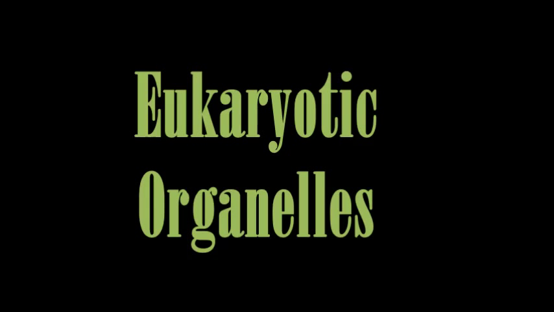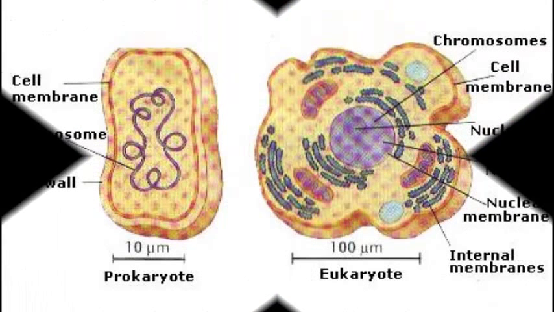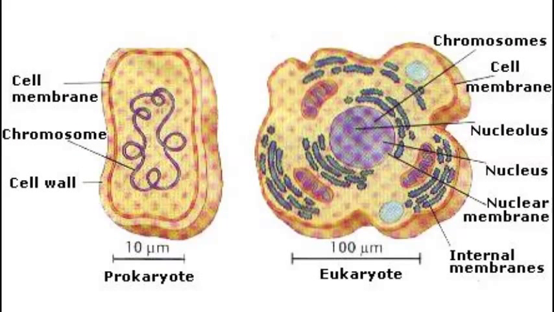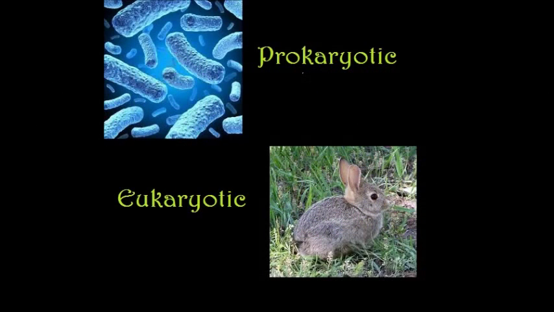Today we will be covering the organelles of eukaryotic cells. Well, first off, what separates a eukaryotic cell from a prokaryotic cell? Eukaryotic cells contain a membrane-bound nucleus, while prokaryotic cells do not. Eukaryotic organisms are usually multicellular, while most prokaryotes are unicellular. An example of prokaryotic cells would include archaea and bacteria, while plants and animals are eukaryotic.